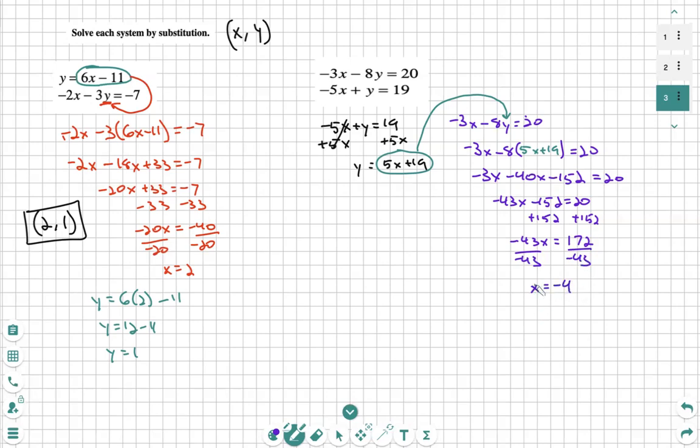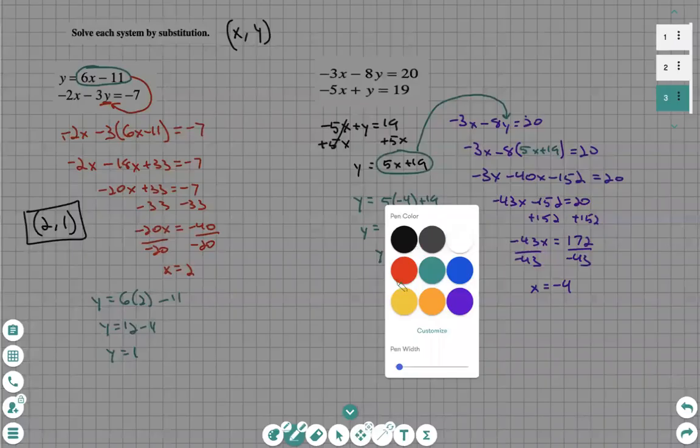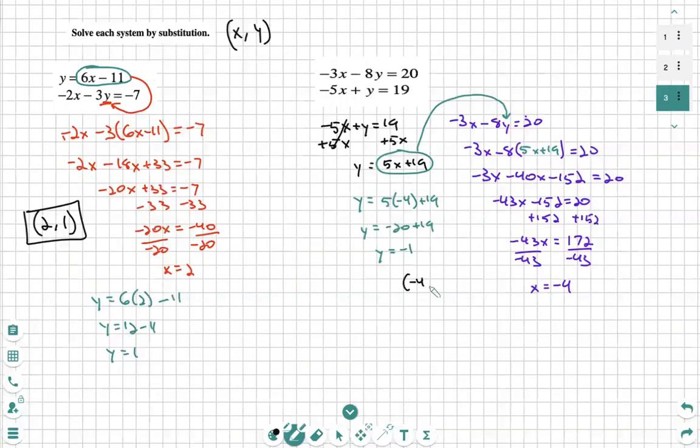Now we're not done. We must plug that back in to solve for y. Y equals 5 times negative 4 plus 19. Y equals negative 20 plus 19. Y equals negative 1. And the answer to this system of equations is (negative 4, negative 1). Nice and easy. That is simple.